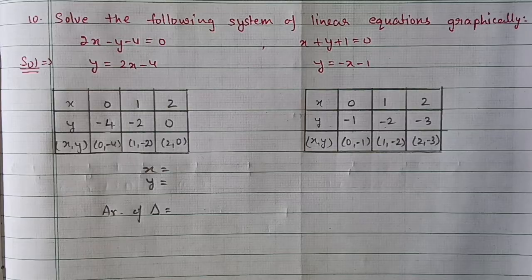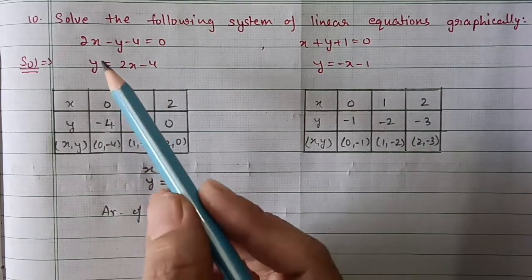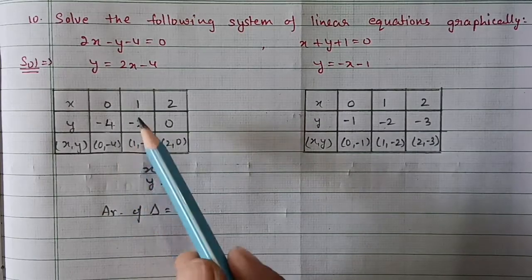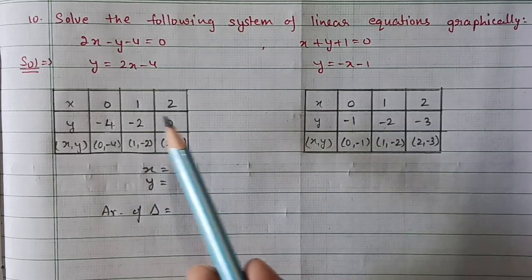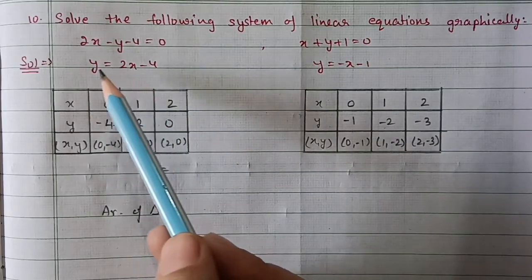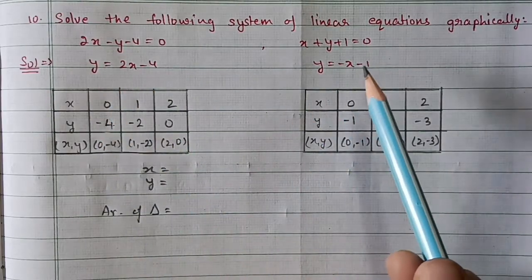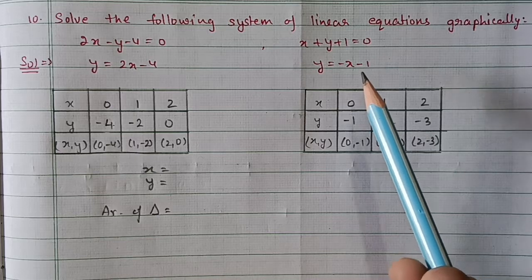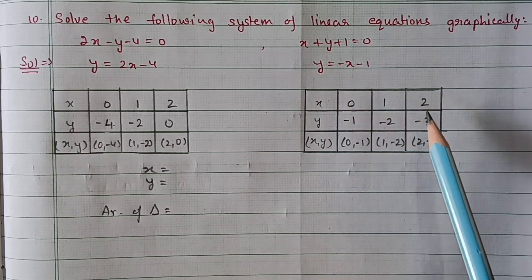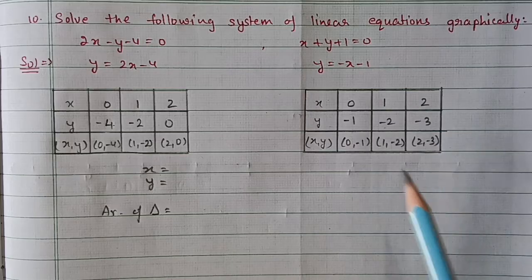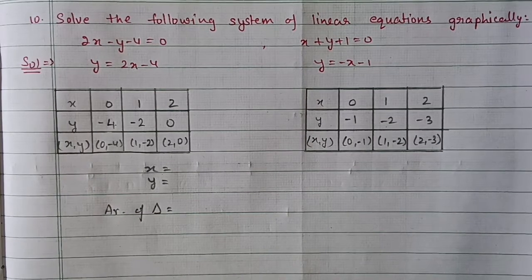Next, question number 10. Solve the following system of linear equation graphically. 2x minus y minus 4 equal to 0, x plus y plus 1 equal to 0. So first find out 3 plotting points for both the equations. So for this first equation I have taken 0 comma minus 4, 1 comma minus 2, 2 comma 0. Substitute x values here and accordingly y value you will get. Same thing you have to do for the second equation also. Substitute x any 3 values and accordingly y 3 values you will get. So these are the next 3 plotting points.